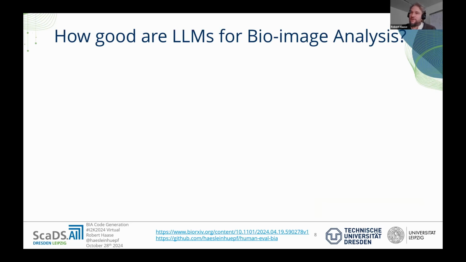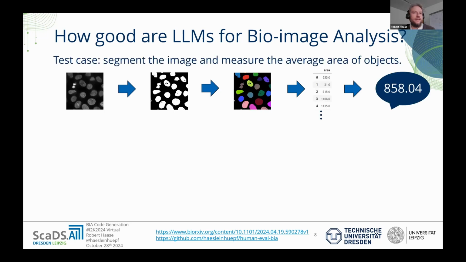And it raises a first important question: how good are LLMs for bioimage analysis? We thought a bit about that with some colleagues. And just as one example, you see here a workflow. In this workflow, we start from an image showing nuclei, we binarize it, we apply connected component labeling, we measure the area of each individual of these objects, and then we measure the average area of these objects.